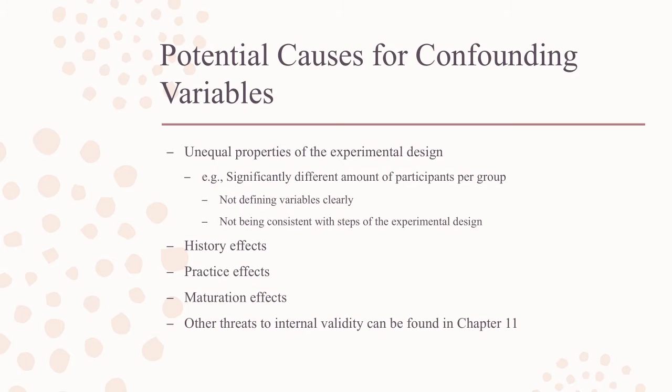Okay, so this slide, we're going to talk about confounding variables. One cause that can result in confounding variables is unequal properties of your research. For example, you have significantly different amounts of participants per group, you don't define your variables clearly, or you're not being consistent with the steps of the experimental design. We also have history effects, practice effects, maturation effects, and you can go to chapter 11 if you'd like to find different threats to internal validity.